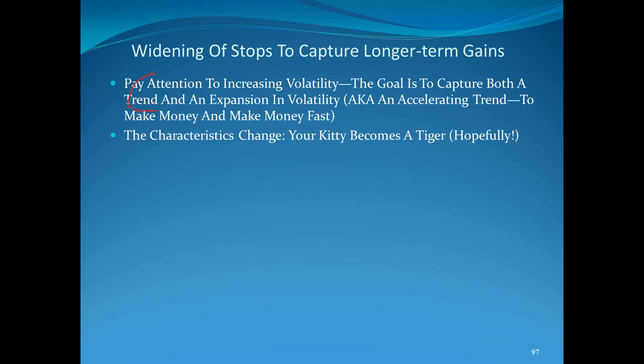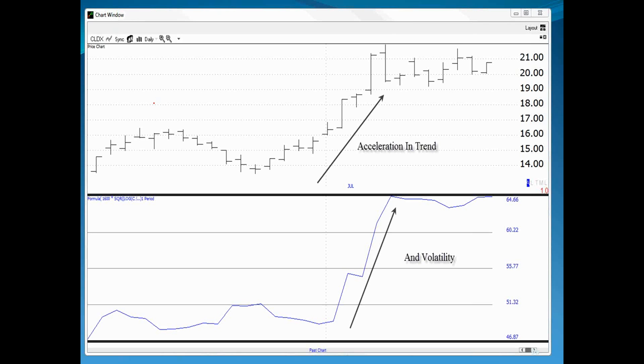Pay attention to increasing volatility. If what you're doing is right, then you're going to have that volatility take off along with the price, and we'll take a look at that. And hopefully the characteristics of what you're doing change. Your kitty becomes a tiger, hopefully. So you get into a market, and what you want to have happen is you want that trend to accelerate, and you want the volatility to accelerate too, okay? So the nature of this market back here, even though it's fairly volatile, has quickly changed over a period of a couple of weeks. So you're adjusting accordingly with that stop and letting that stop go wide now.